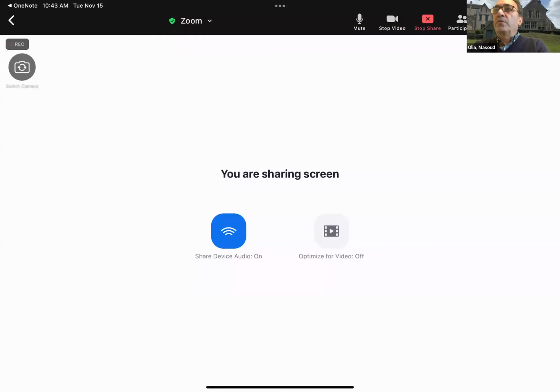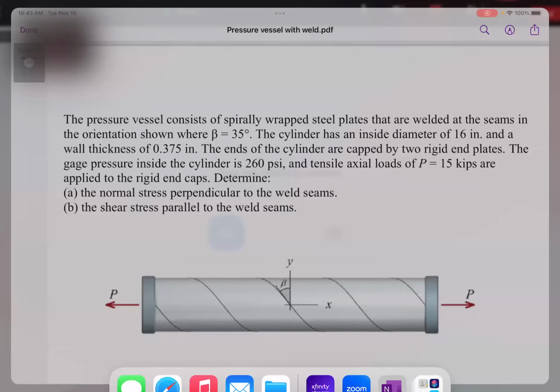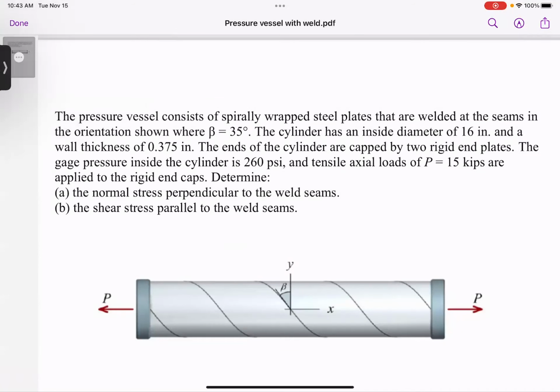So let me go ahead and remove my picture so I can flatten this and write on my iPad. Okay, get rid of that picture.